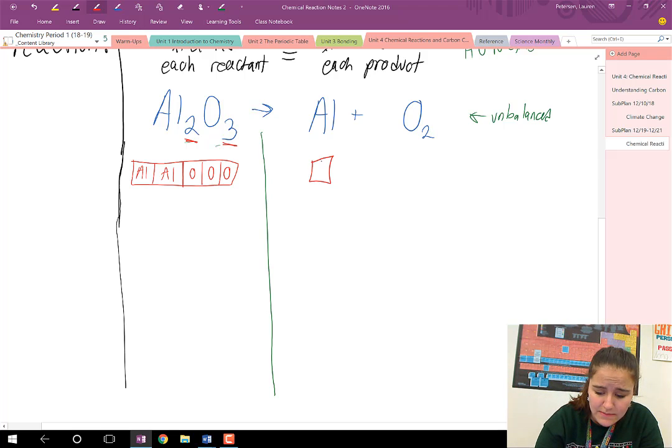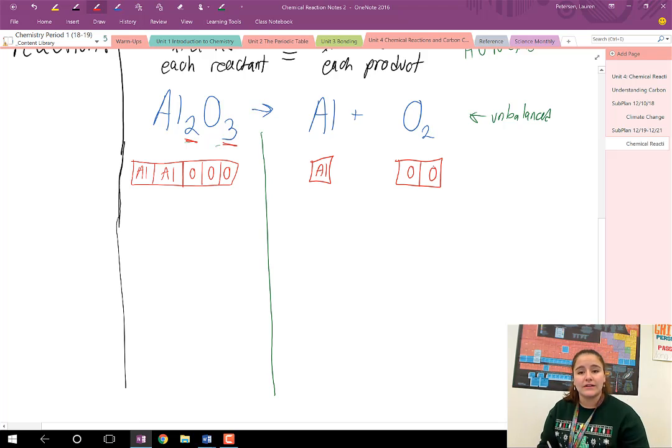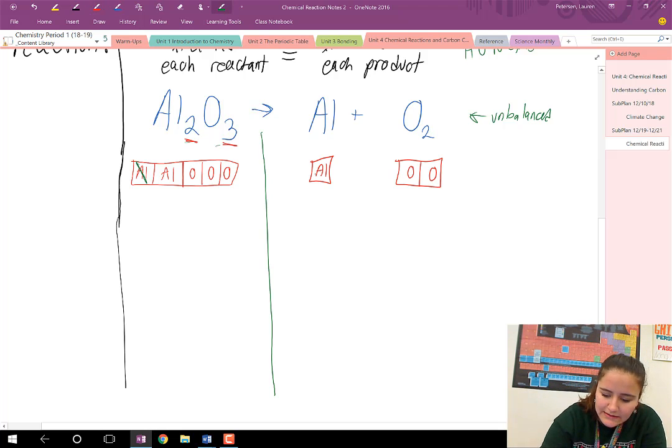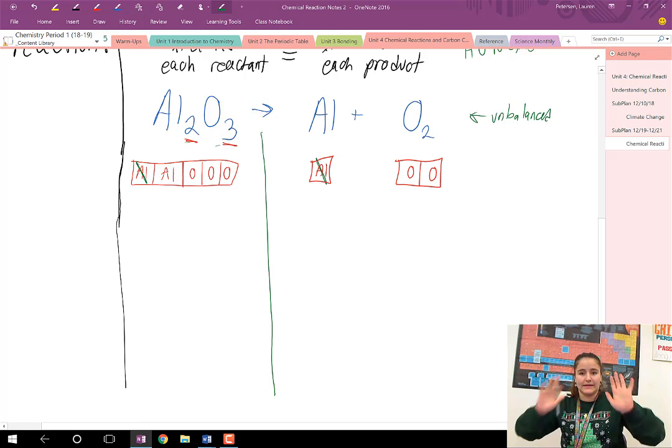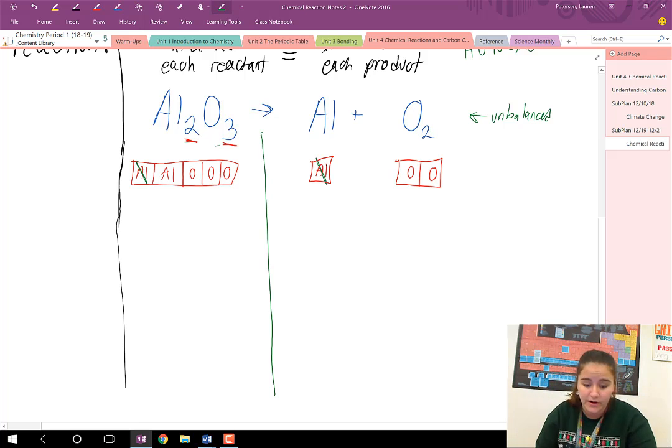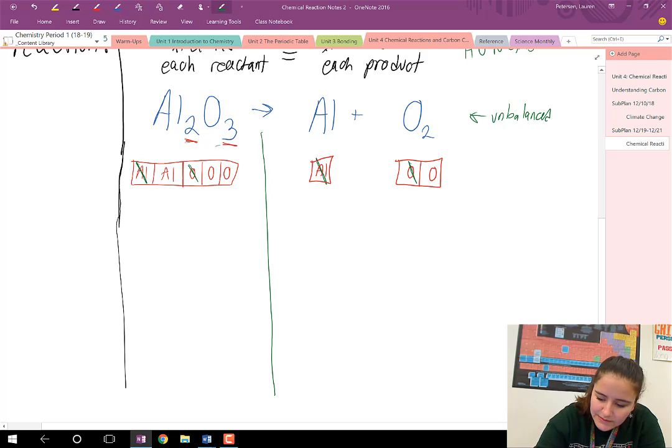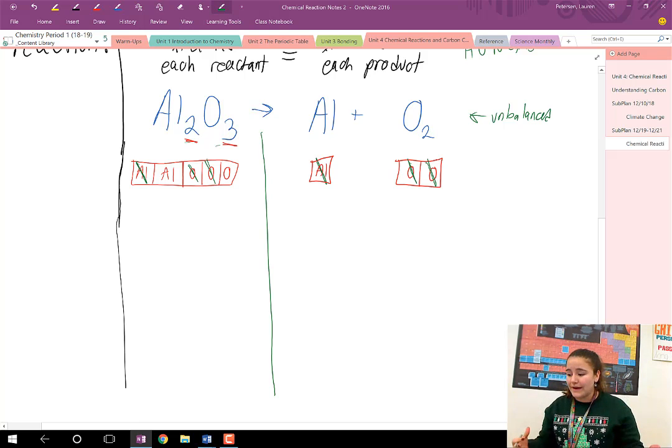Aluminum is just elemental aluminum, so it's just Al. Oxygen gas is 2 oxygens bonded together. Okay? Then you start canceling things out. So this aluminum cancels out with this aluminum. I'm canceling out if they're on the same on both sides of the arrow. This oxygen cancels out with this oxygen. This oxygen cancels out with that oxygen. And then I'm going to add bricks until everything cancels out.